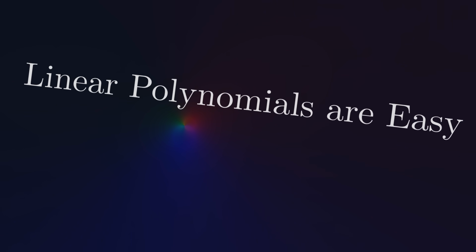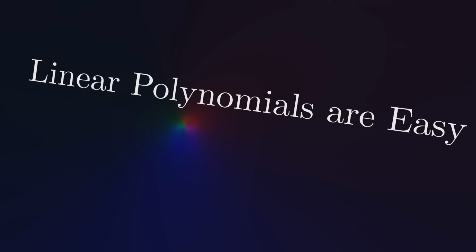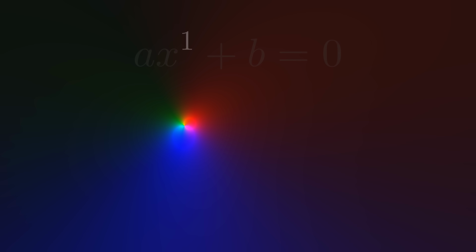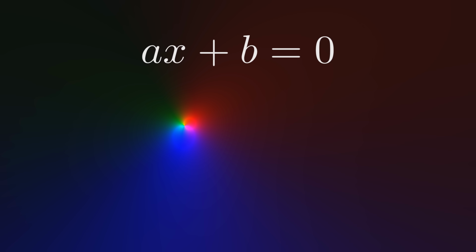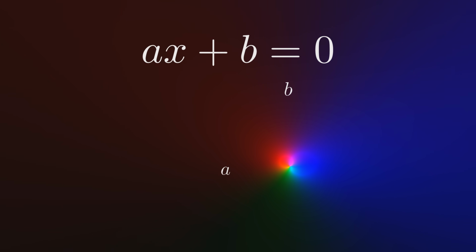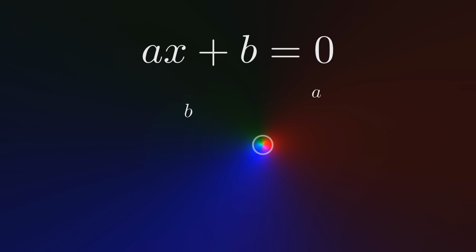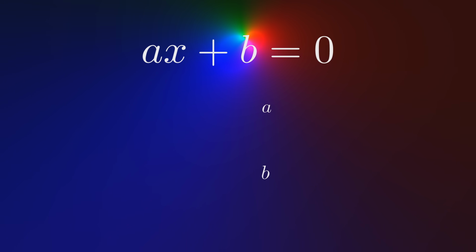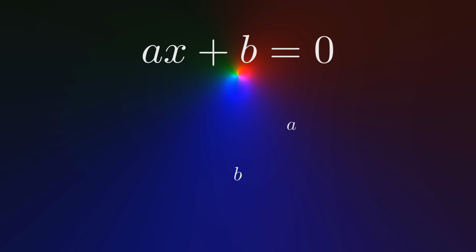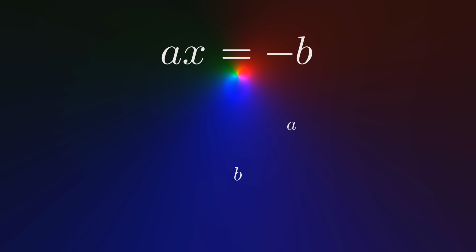What can we say about the process which maps coefficients to solutions? Let's start off easy, with polynomials whose highest exponent is 1. With such a linear polynomial, there's only one solution. This case is super easy. To solve ax + b = 0, we can just use algebra.